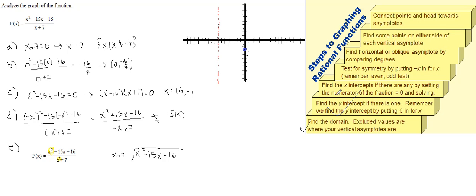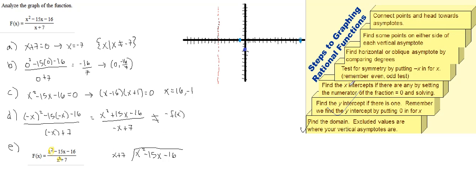Next one is find the x-intercepts if there are any by setting the numerator of the fraction equal to 0 and solving. So I took the numerator this time and set it equal to 0. If it will factor, that's what you want to try to do. If it won't factor, you have to use the quadratic formula. But this one will factor, so setting it equal to 0, we get x equals 16 and negative 1. That's going to be our two x-intercepts, negative 1 and positive 16.